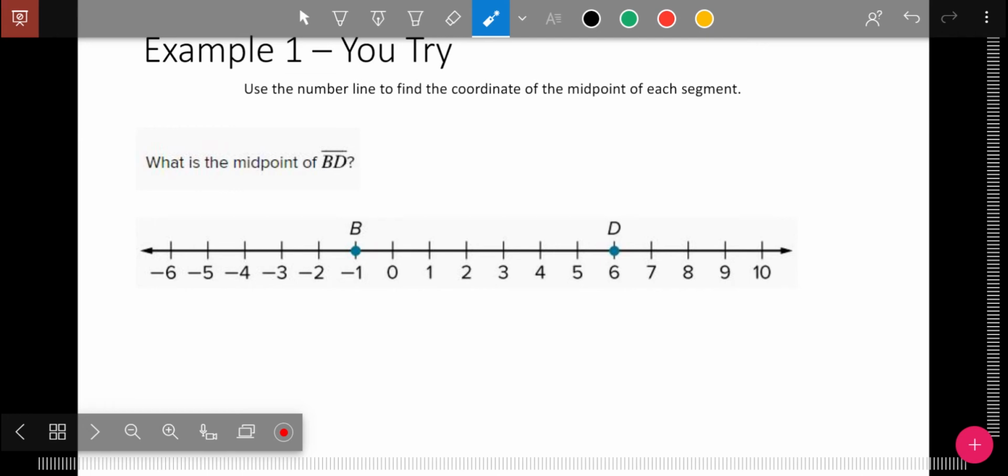Take a second, look at B, look at D, and find the midpoint of segment BD. Give it a try. I'm going to go over the answer now. If you haven't already done so, you can pause the video and come up with yours.